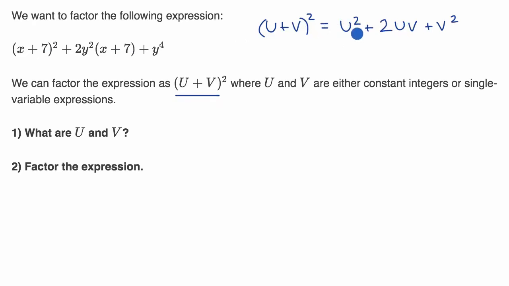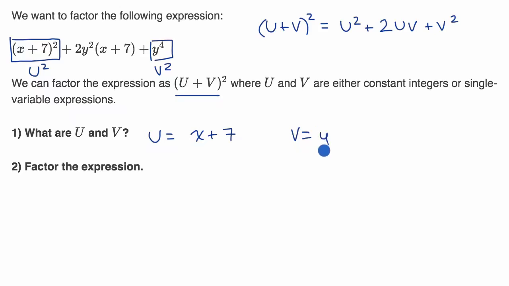But does this match this pattern? Well, can we express this term as u squared? Actually, let me be a little careful. Can we express this entire thing right over here as u squared? If u squared is equal to x plus 7 squared, that means that u is going to be equal to x plus 7. And then this right over here would have to be v squared. If this is v squared, then v is equal to y squared, because y squared squared is equal to y to the 4th. So v is equal to y squared.